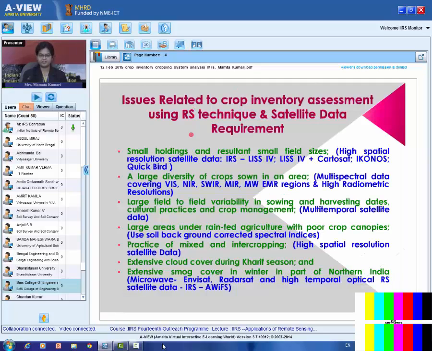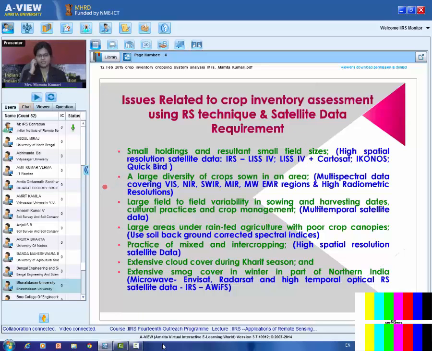In India, it is very difficult to use remote sensing techniques for crop inventory assessment because of so many reasons. In India, farmers have very small holdings. So because of very small field sizes, it is very difficult to discriminate all those crop types growing in those fields using coarse resolution satellite data. To resolve that issue, one must use high resolution satellite data like LISS-IV, Cartosat-LISS-IV merged product, or IKONOS or QuickBird. LISS-IV or the LISS-IV Cartosat merged product is an Indian product, available at low prices.